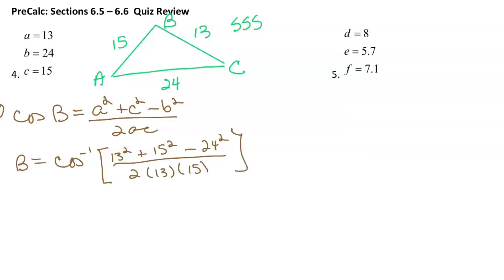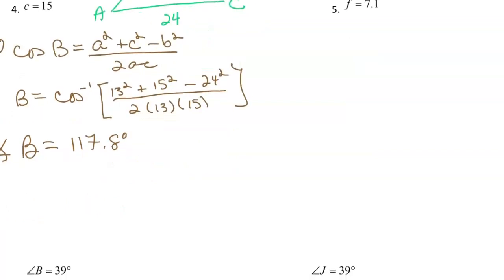You should, by this point, be seeing patterns with these equations, so that if you have a triangle that's not ABC, you should be able to switch things around. Okay, I'm getting angle B equals 117.8 degrees. An impressive angle. So that's one value. I now have to get 2 other angle values.